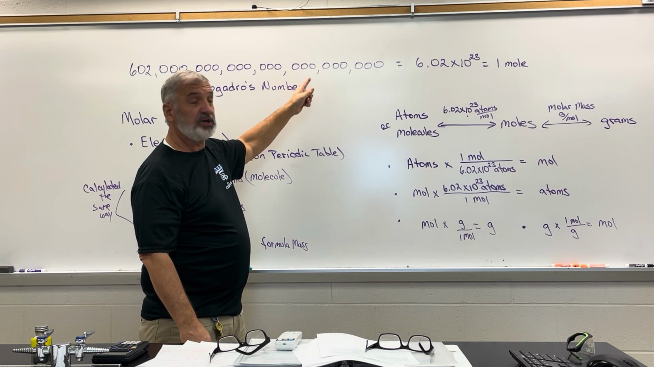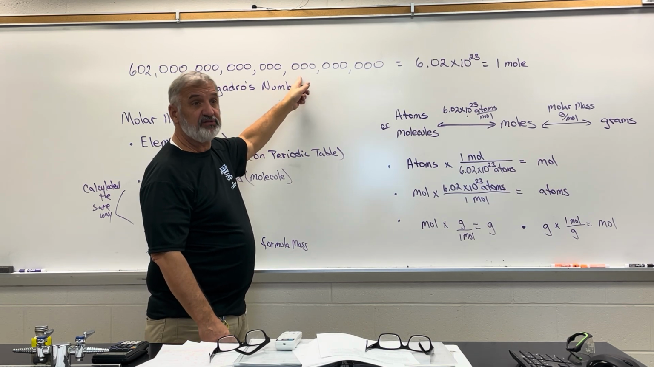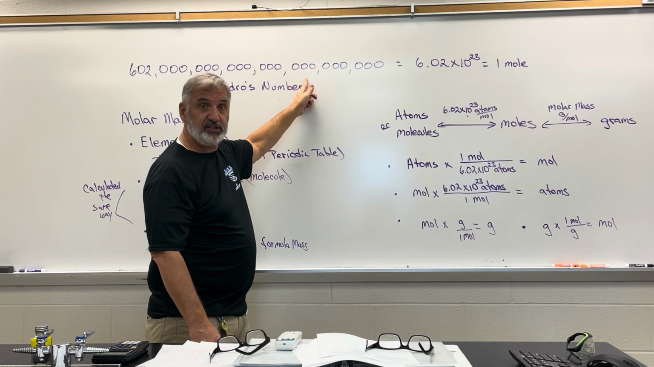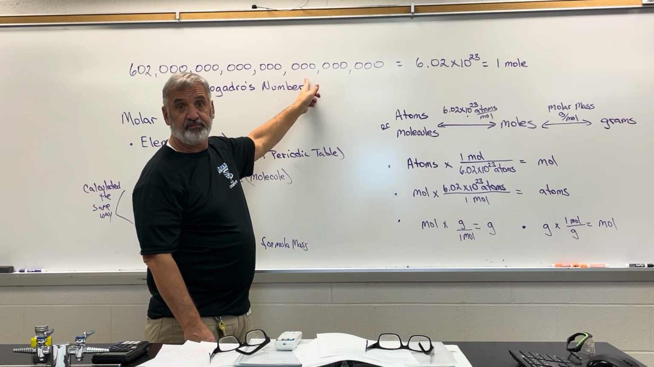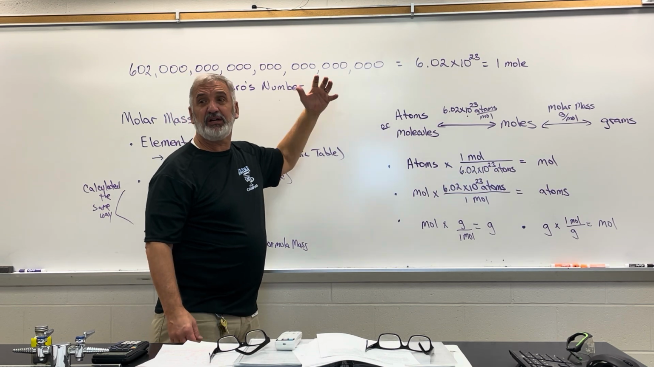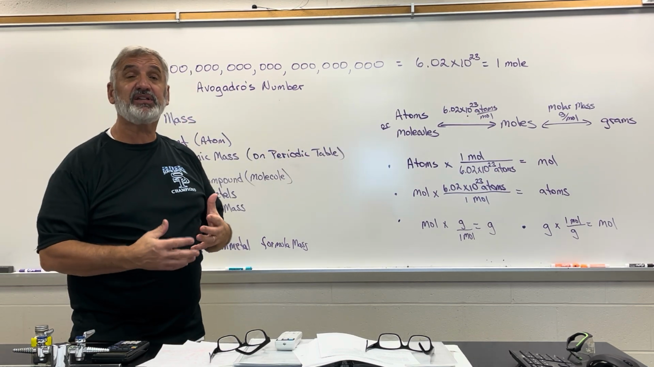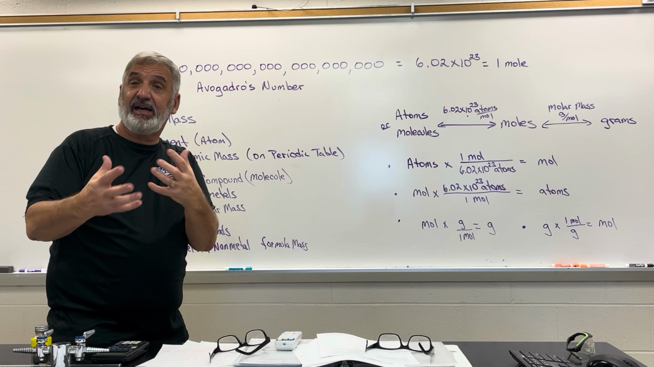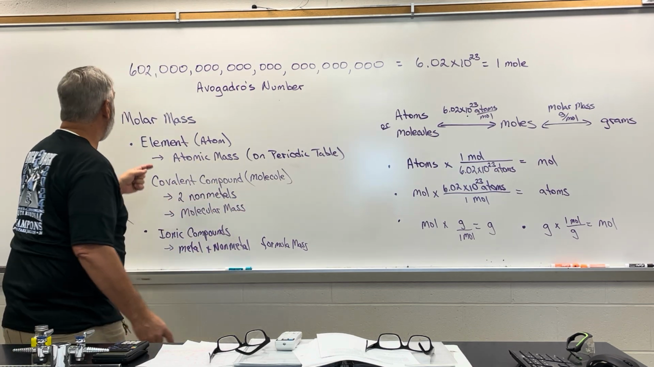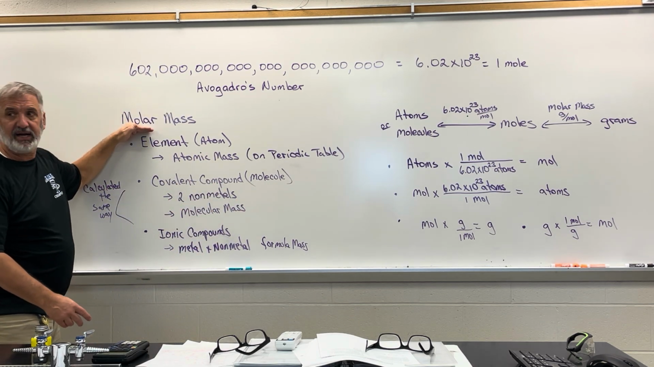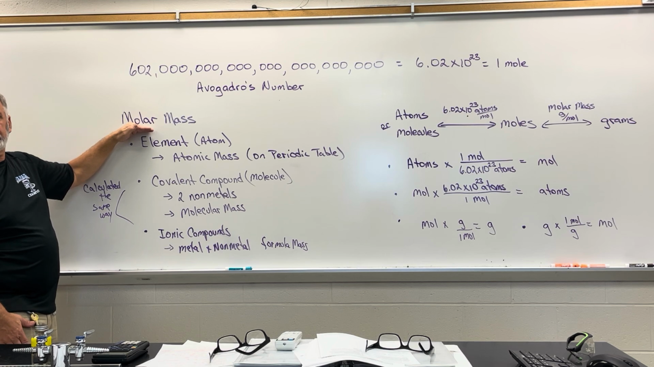So if I have a mole of donuts, I have that many donuts. If I have a mole of marbles, I have this many marbles. If I have a mole of anything, I have this many of anything. Okay? But we can't count. That number is way too big to ever count. So instead, we have to get a relationship between that and the mass. And so we have this thing called the molar mass. That's what we were talking about on Tuesday. This is left on the board from Tuesday.